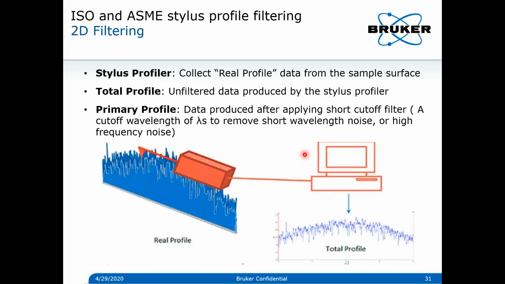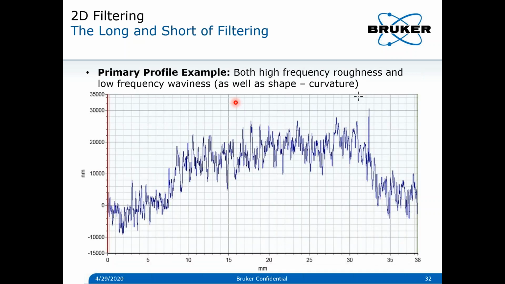Now in the ISO and ASME Stylus profile filtering, here we collect the real profile data from the sample surface, and the total profile is actually the unfiltered data produced by the Stylus profiler. A primary profile is, these are the definitions basically. It's interesting to know the theory behind it. The primary profile is the data produced after applying the short cutoff filter to the total profile. And once you look at the primary profile, you can see there are a lot of variations, very fast changing variation, as well as very slow changing and intermediately changing variation. So as we discussed earlier, this encompasses multiple wavelengths.